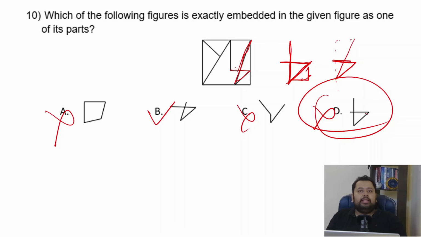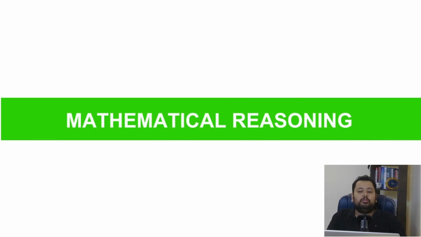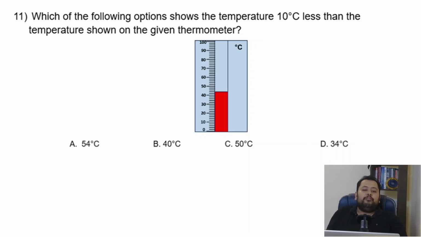With this, we complete the logical reasoning section. Let's now move to section number 2, that is mathematical reasoning. Which of the following options shows the temperature 10 degrees centigrade less than the temperature shown on the given thermometer? Right? So, what you have to find out is what is the temperature that has been shown over here, and which of the following options shows the temperature 10 degrees centigrade less than the temperature shown.